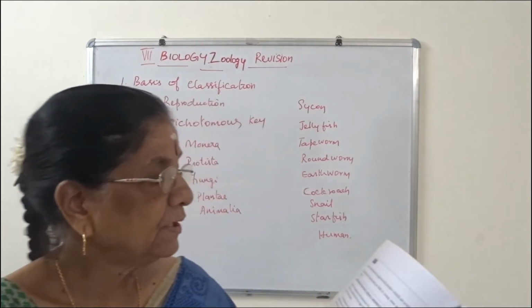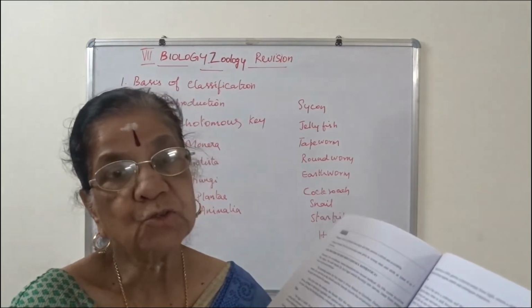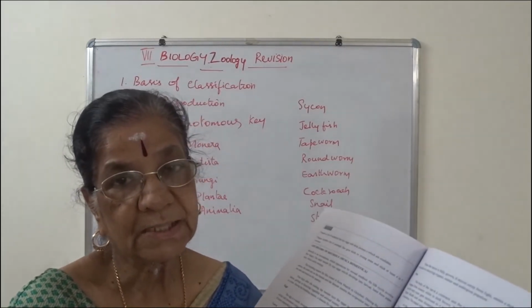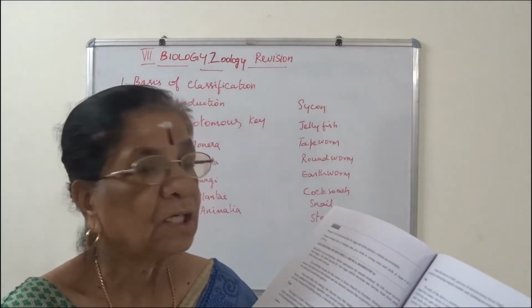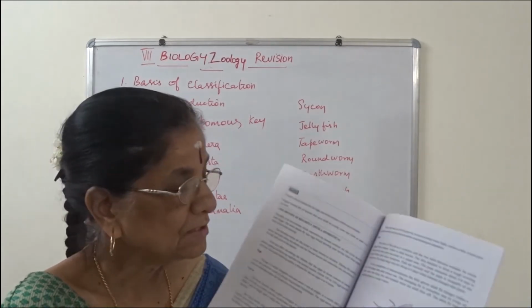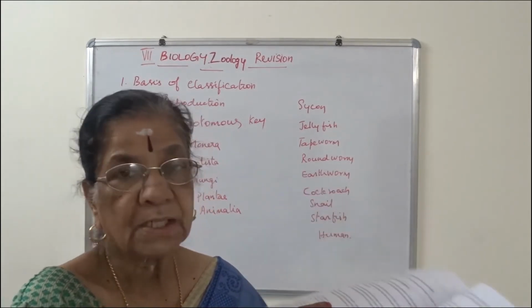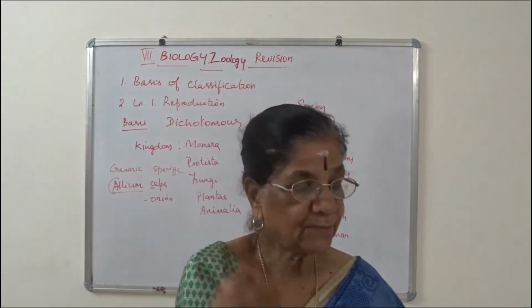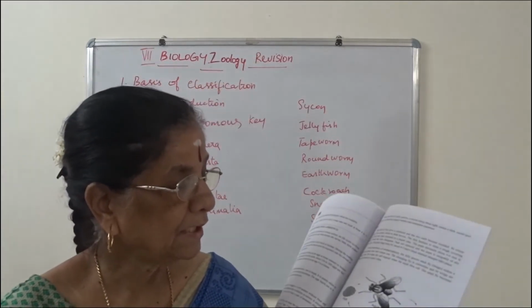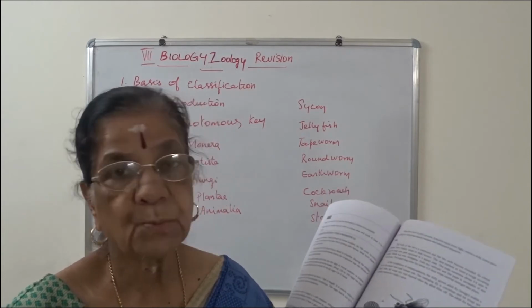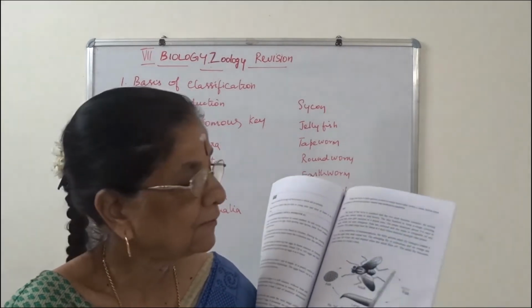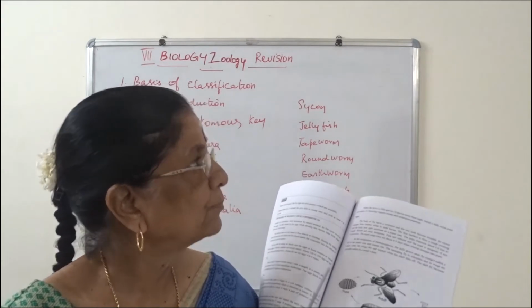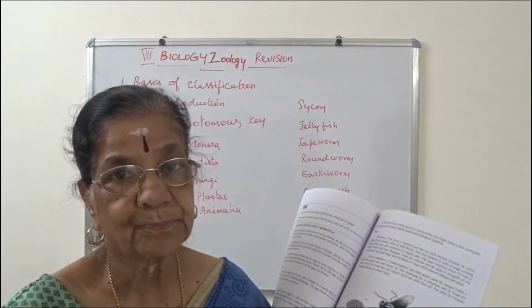The next one we have is the life history of housefly. The binomial scientific name is Musca domestica. You just observe the figure. There are four stages of the housefly life cycle: egg, larva, pupa, adult. See the figure? Egg, larva, pupa, adult.